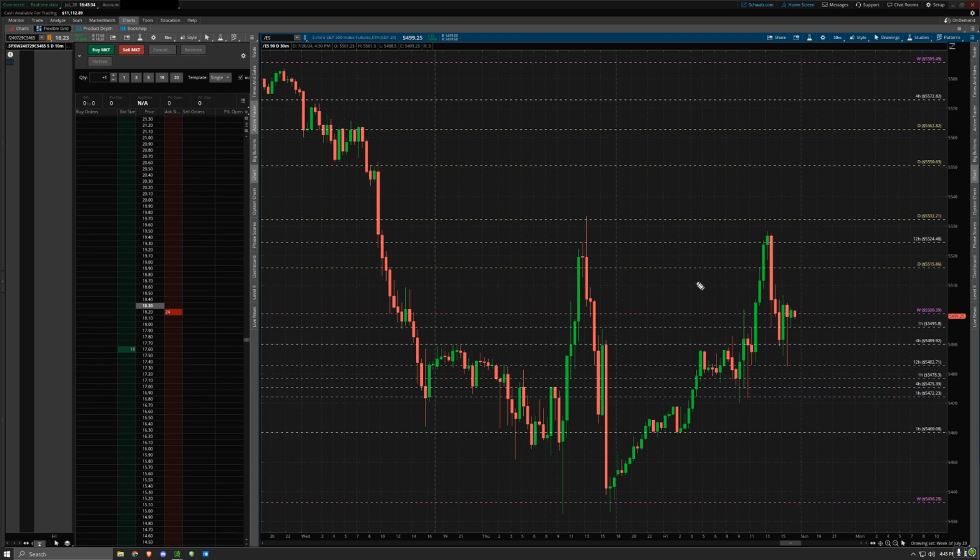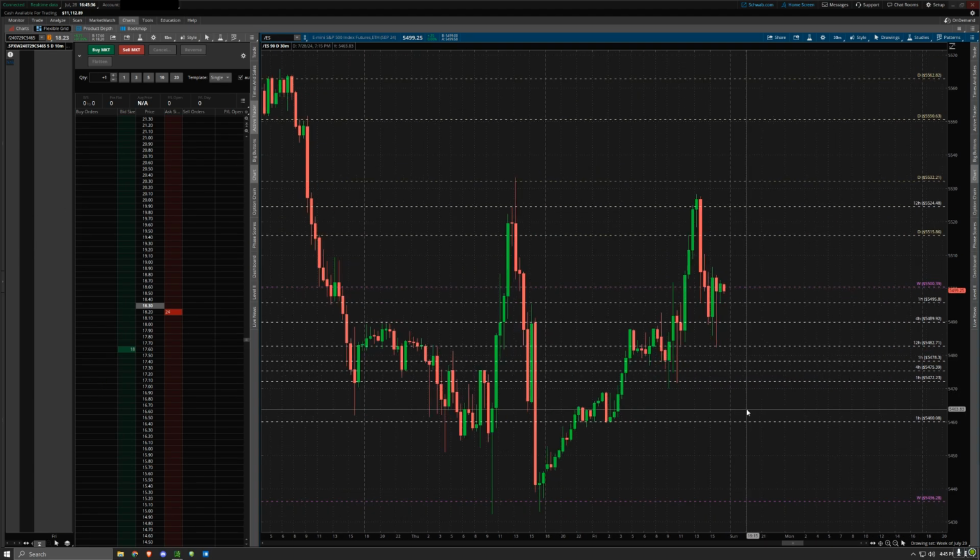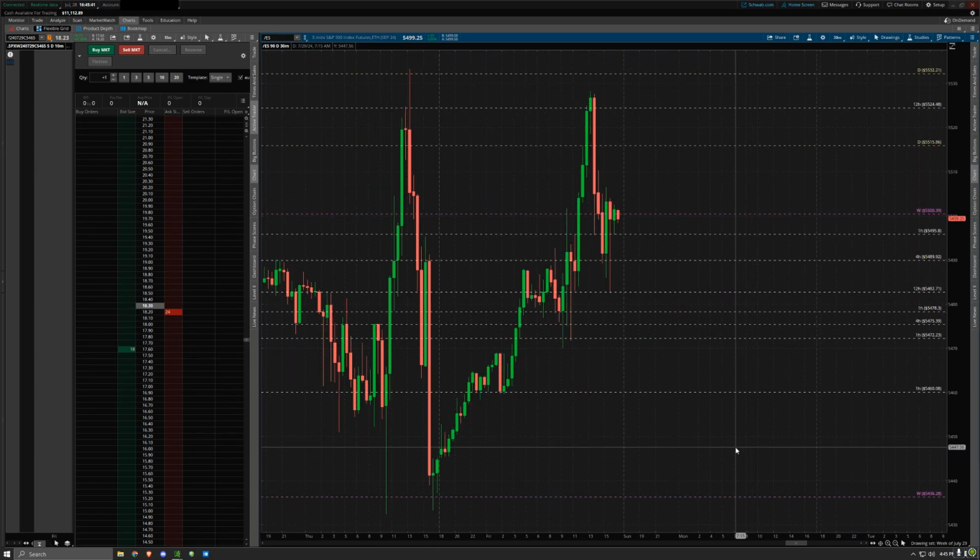But yeah, that's really all. It's very simple. I'm sorry for all the clutter on the chart. There happen to be a lot of lines. I'll probably end up removing a lot.